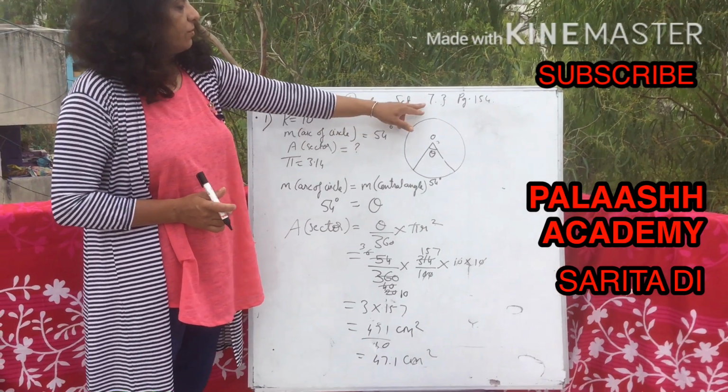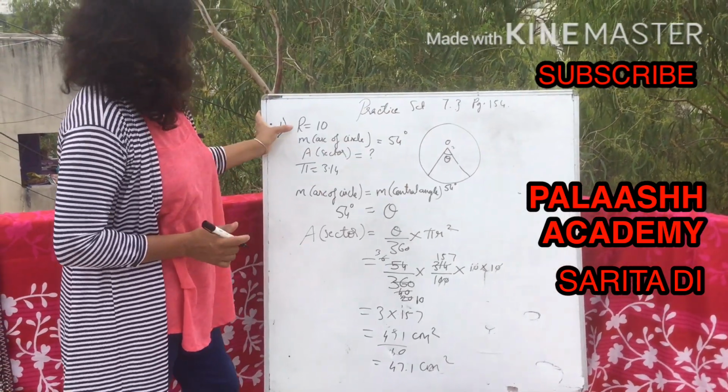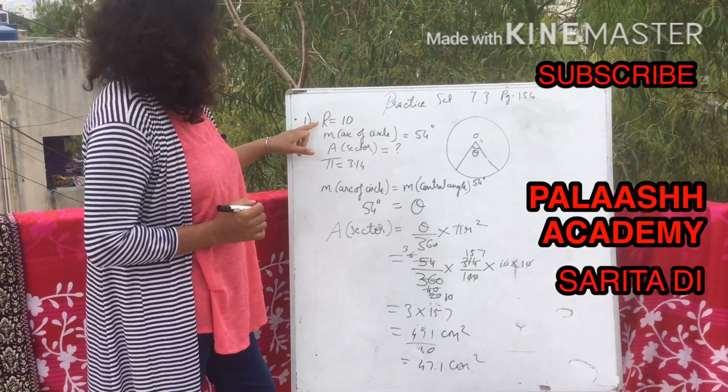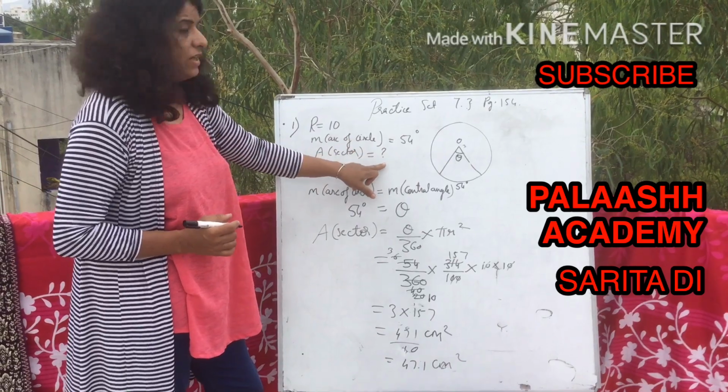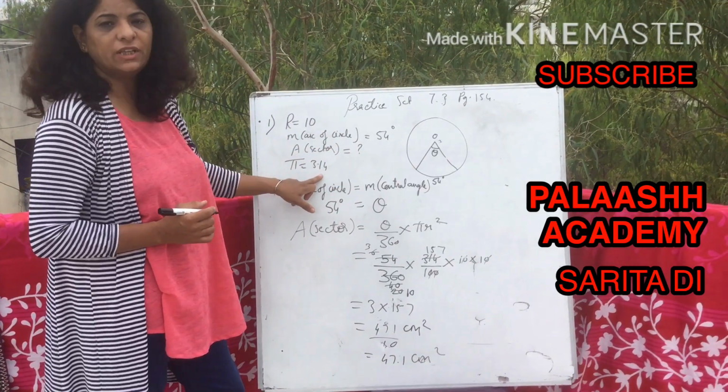Come to practice test 7.3, page number 154. So radius of the circle is given to us, 10. Measure of arc of the circle is 54 degrees. Area of sector we are supposed to find out, and pi's value is given as 3.14.